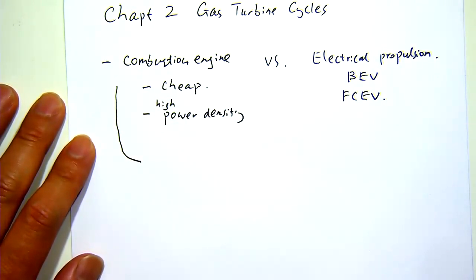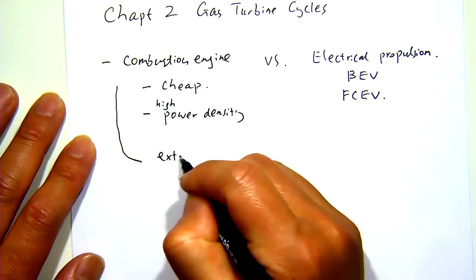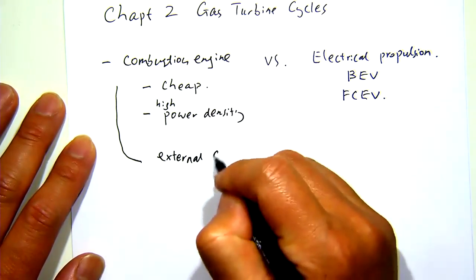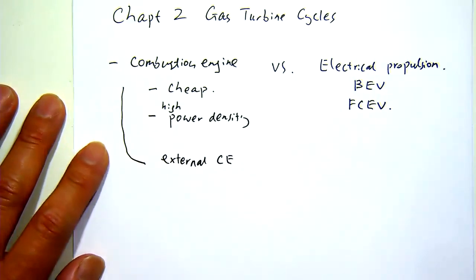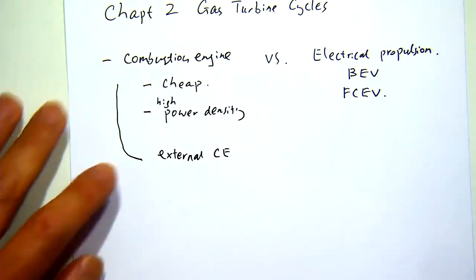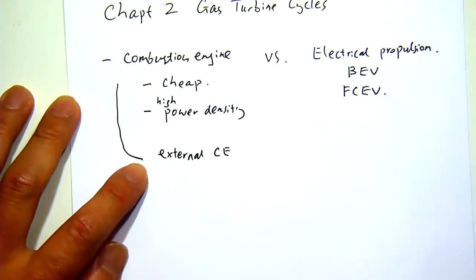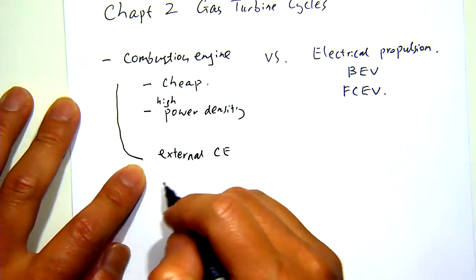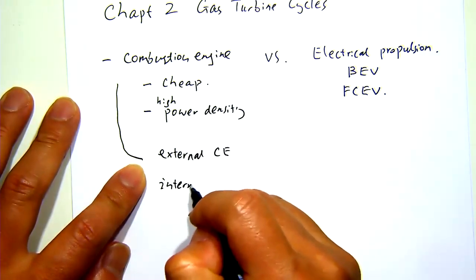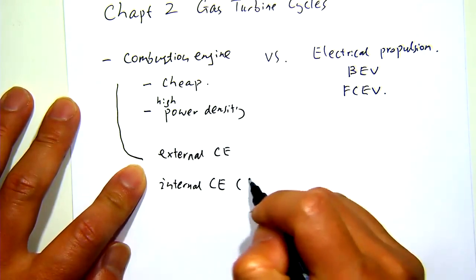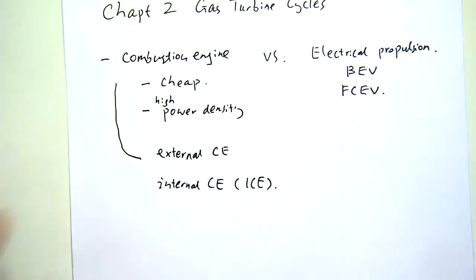An idea in terms of how we can classify a combustion engine into two types: external and internal. External combustion engine and internal, right? So which one is more common? Internal combustion engine, also called ICE as its short name.